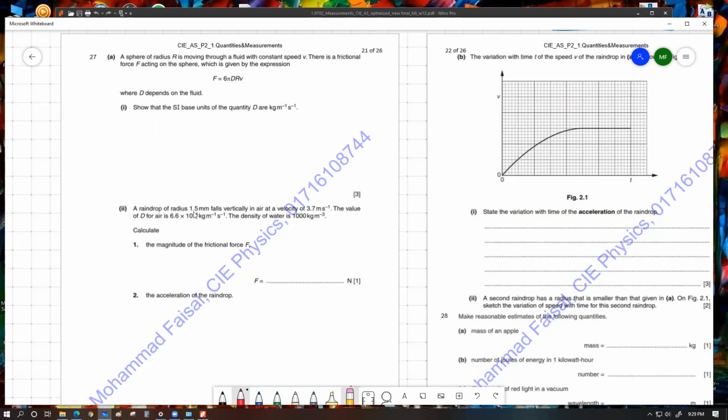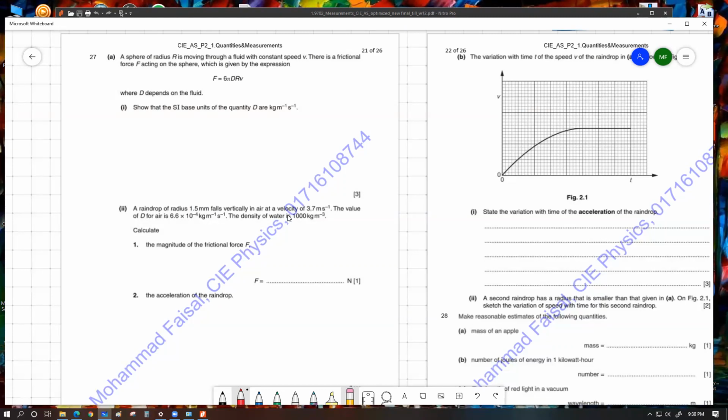A ball of radius 1.5 millimeter falls vertically in air at a velocity of 3.7 meters per second. The value of D for air is 6.6 into 10 to the minus 4 kg per meter per second. The density of water is 1000 kg per meter cubed. Calculate the magnitude of the frictional force F.